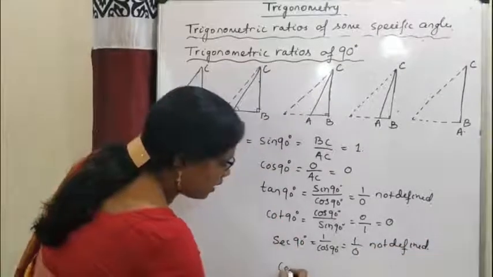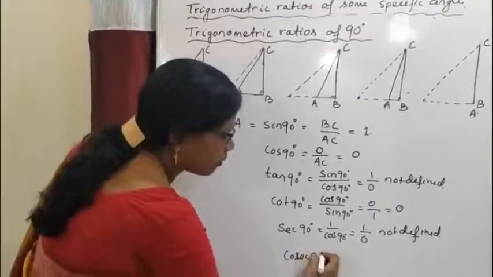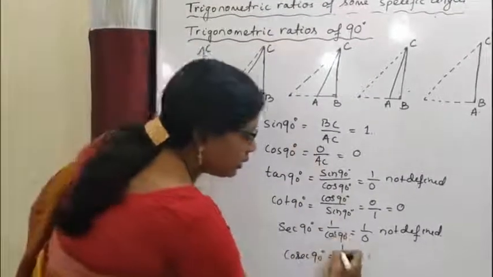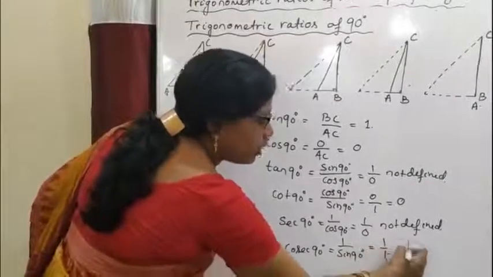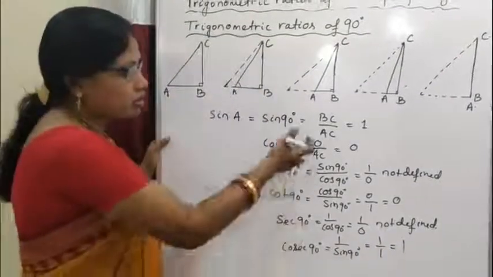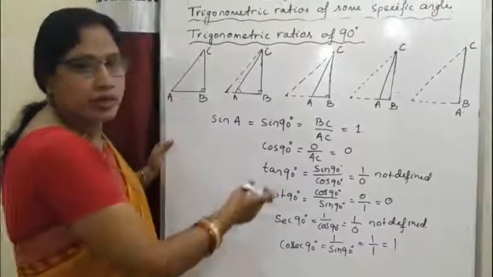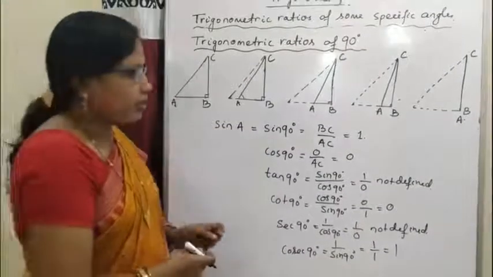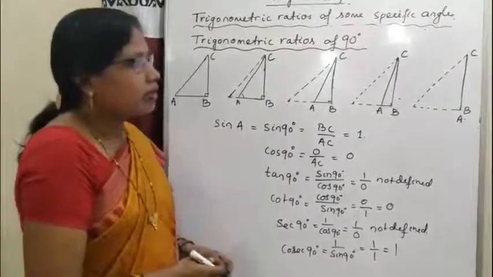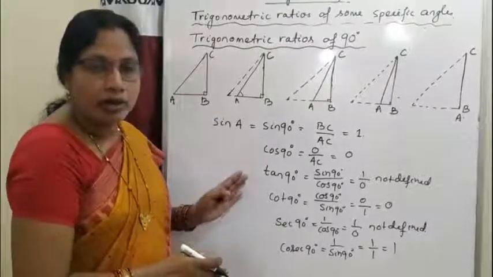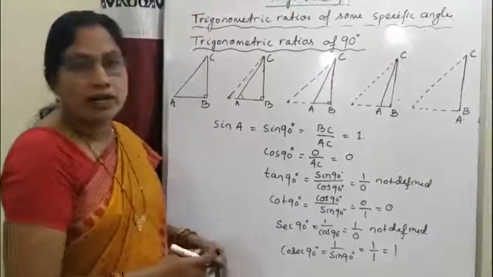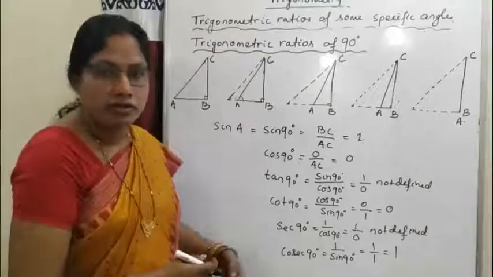And cosec 90 is equal to 1 by sin 90. So this is equal to 1 by 1. This is equal to 1. So these are the trigonometric ratios of 90 degree. In this way, you can find the trigonometric ratios of different angles, and you have to remember this so that you can apply it in solving other problems.